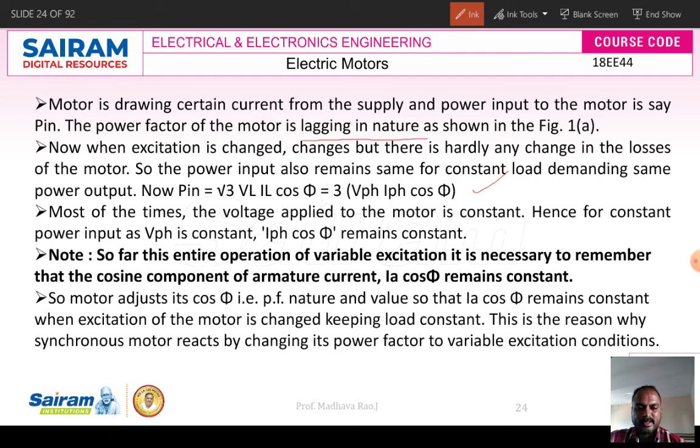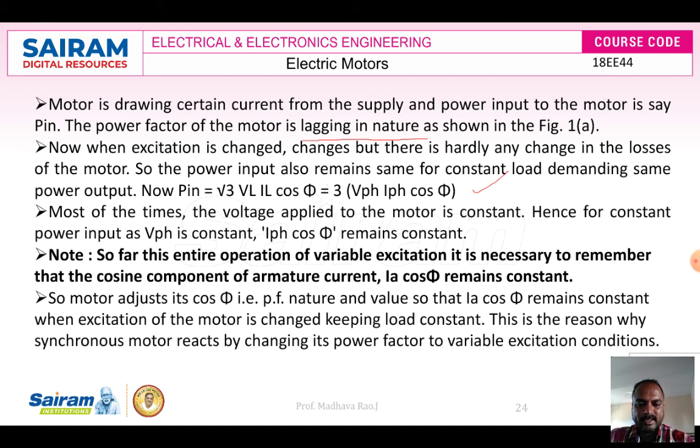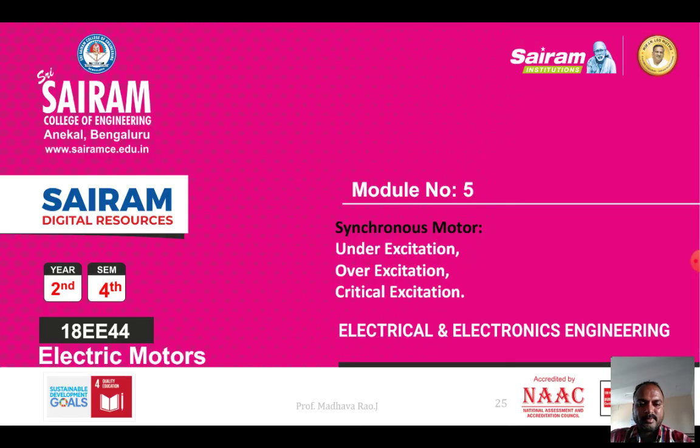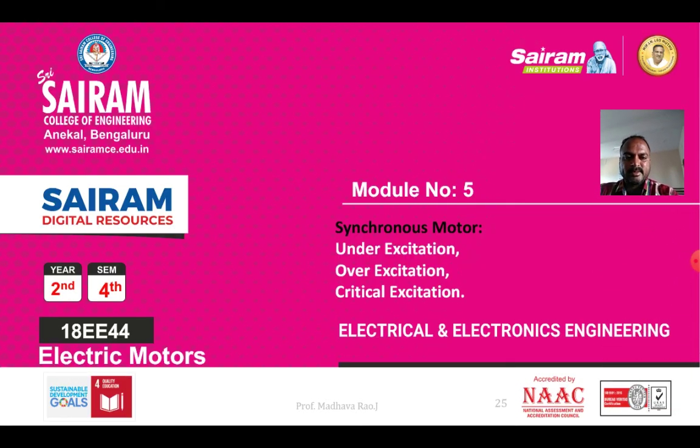When the excitation of the motor is changed while keeping the load constant, the magnetic flux inside the motor will increase or decrease based on the excitation. This is the reason the synchronous motor reacts to variable excitation conditions by changing its power factor. By changing the excitation, we keep Ia cos phi constant. Without changes in speed or load, we change the excitation, and by that the power factor of the synchronous motor changes. This is about the Blondel diagram and variable excitation of the synchronous motor. In the next video we will see under excitation, over excitation and critical excitation.